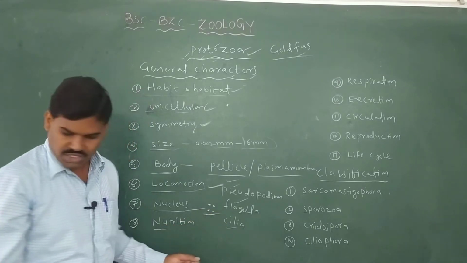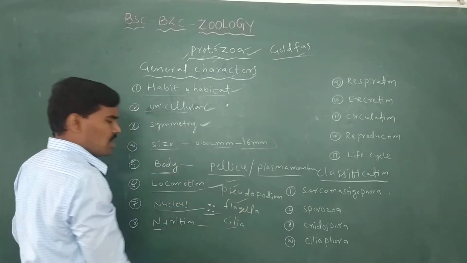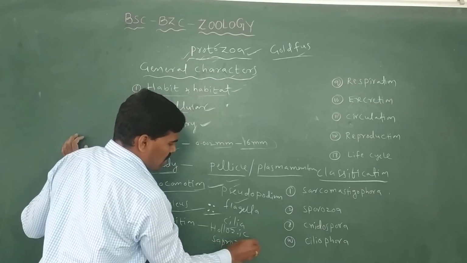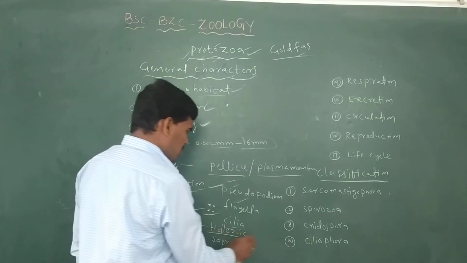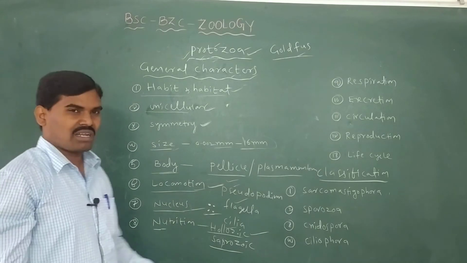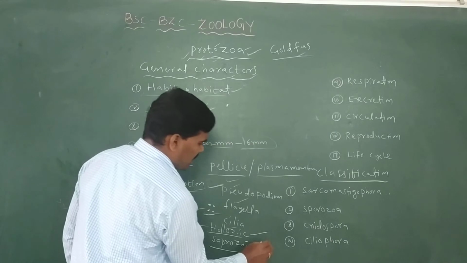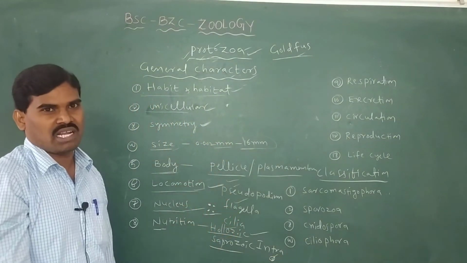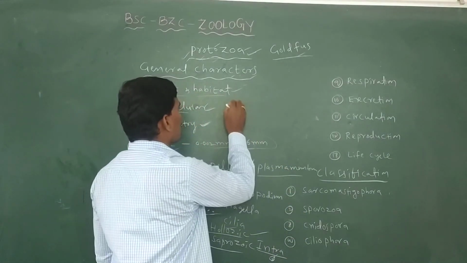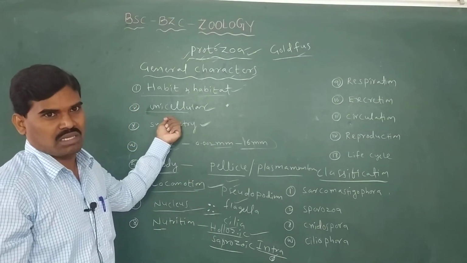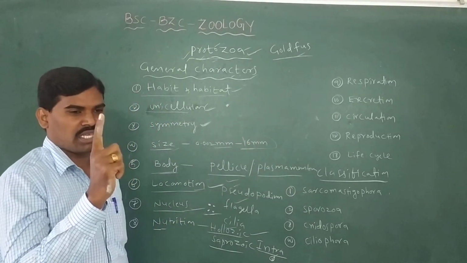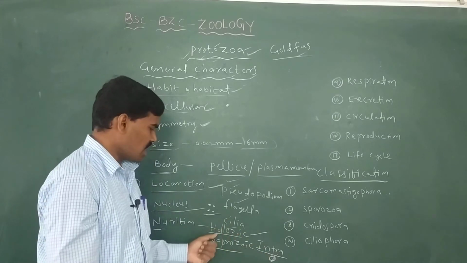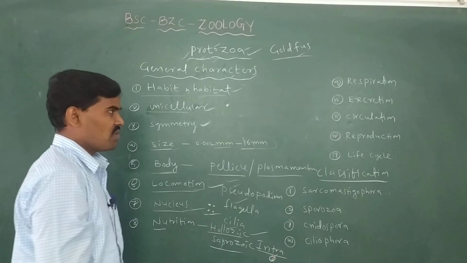Okay, next point, nutrition. Which type of nutrition? Holozoic and saprozoic nutrition, with intracellular digestion. Intra means inside, so digestion takes place inside the cell, which is called intracellular digestion. Since these are single-celled animals, unicellular animals necessarily have intracellular digestion, with holozoic and saprozoic nutrition in the protozoan phylum.